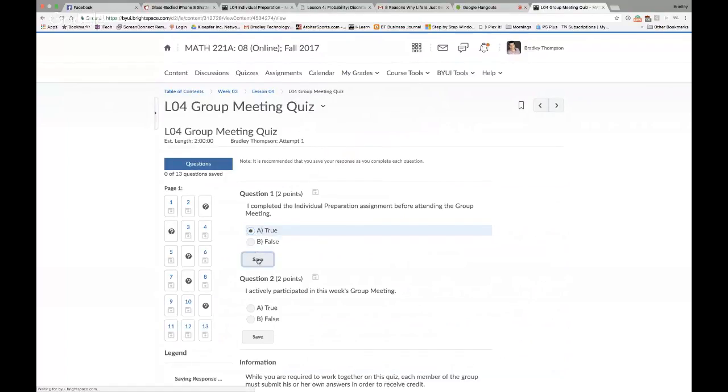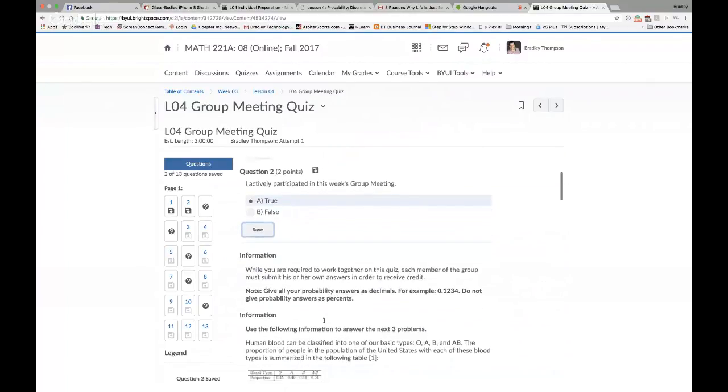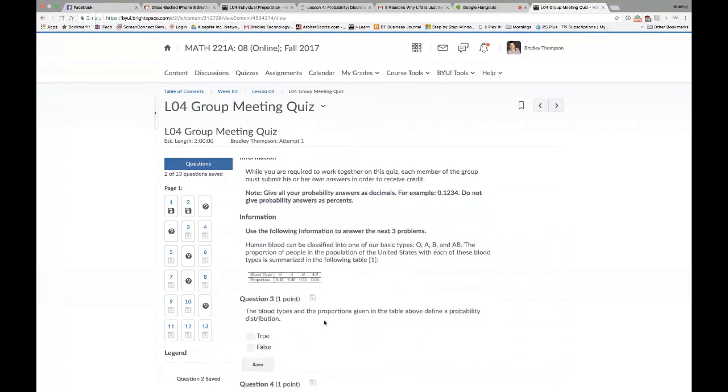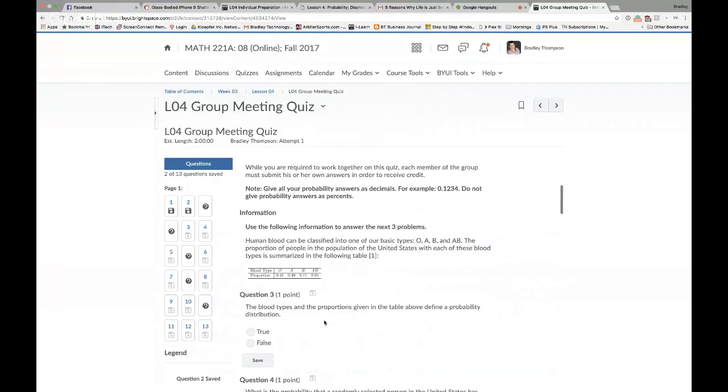Okay, the simple stuff. The blood types and the proportions given in the table above define a probability distribution. So we see blood types O, A, B, and AB, 0.45. So that's a total of 1. That's what I was just saying. Yep, so that's true.